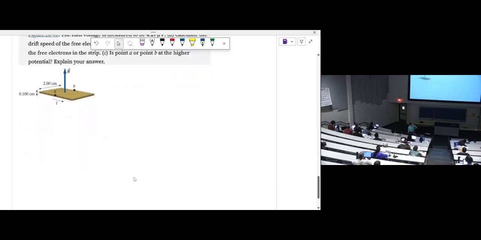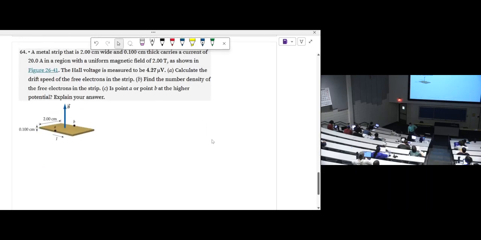Let's do a problem using the Hall effect. Right? So we've got the metal strip, which has a width of 2 centimeters and a thickness of 0.1 centimeter, and the current flowing from the back side of that strip to the front side of the strip. And we get that B, the magnetic field B, is going to be going through the top of the strip here.